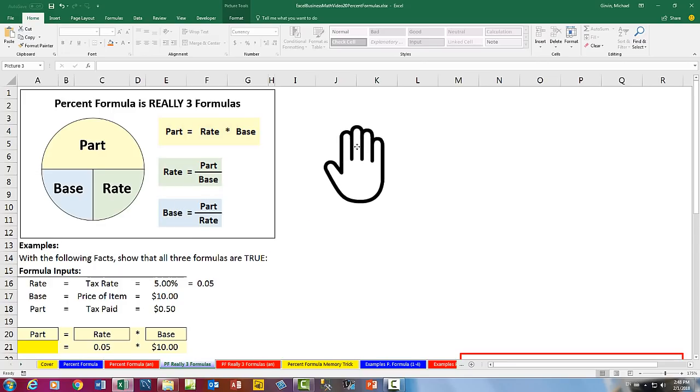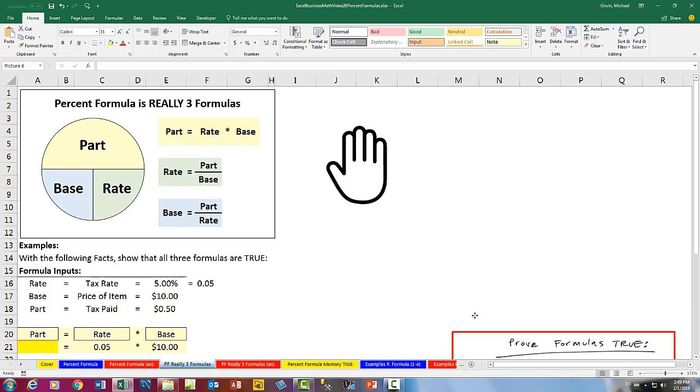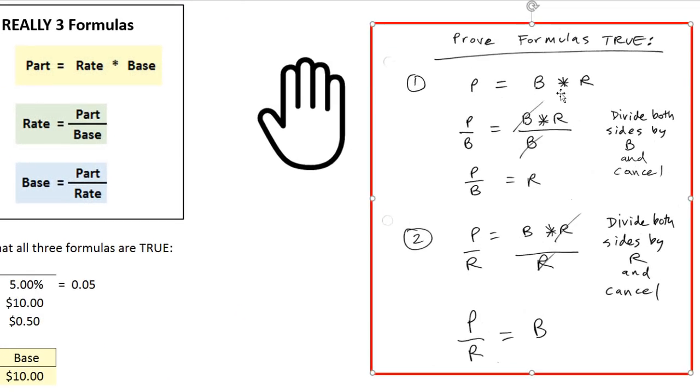Now, actually, here's the hand. This sheet right here is page 3 in your PDFs. If you ever want to hold it and like manually hold your hand over whichever part, you can do that. Now, these three formulas actually can be easily derived. Here's our original formula. Part equals base times rate.